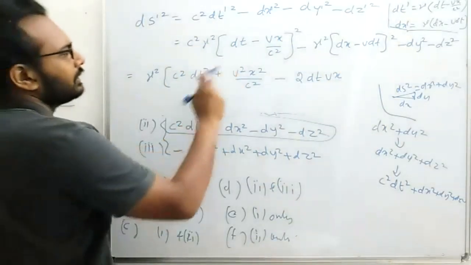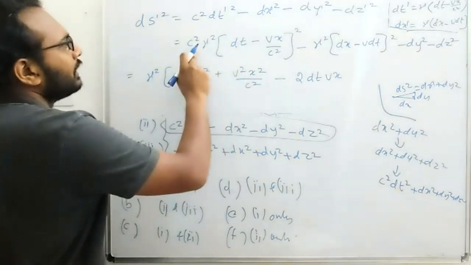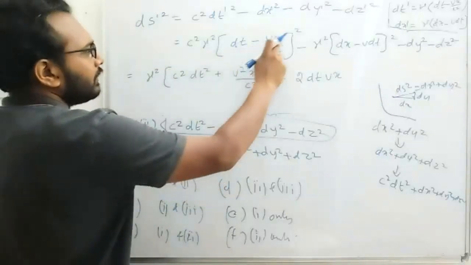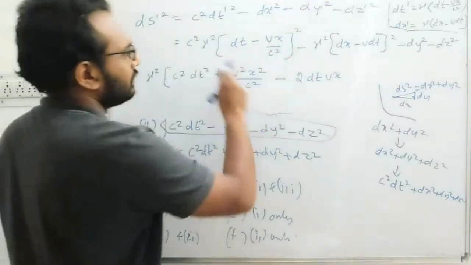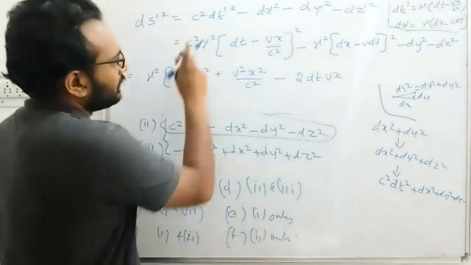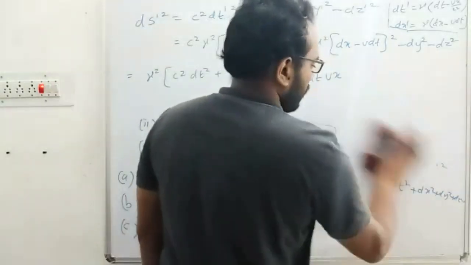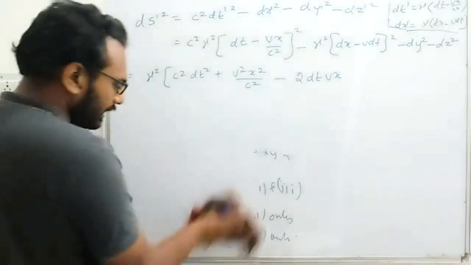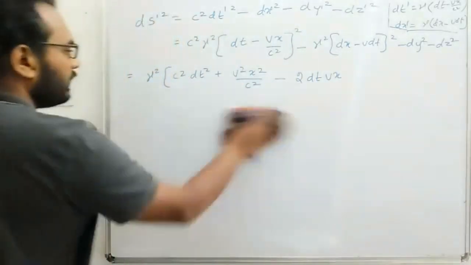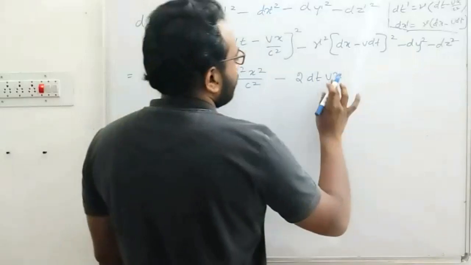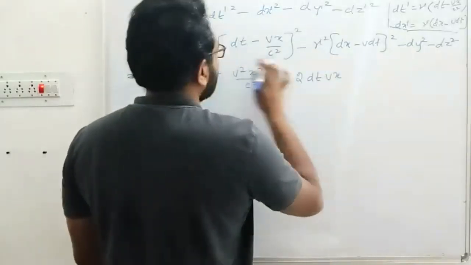I just squared this and pulled this c square inside. So this is c square dt square plus c square v square x square by c raised to 4. So c square gets cancelled, and minus 2 dt vx by c square, and c square gets cancelled. And we have pulled this gamma square outside. This is a possible question, and this quantity is very important. I've done it as a problem, but we'll see the importance of this quantity as we move on. So this is minus 2 dt vx, and we have gamma square pulled outside.